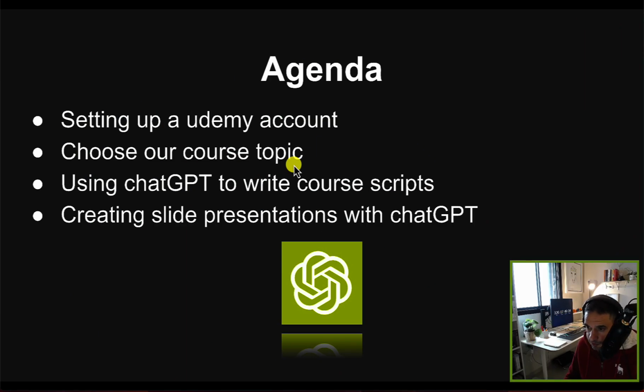Okay, guys, let's start. First of all, we need to set up the Udemy account. I will show you exactly how. Then we need to choose our course topic. We should choose our niche. I'll show you how. Then we will use ChatGPT to write the course content. Guys, this is the most important part. This will save us so much time. You will see exactly how. And then we will create the slide presentations with ChatGPT's help again. I will show you exactly how.